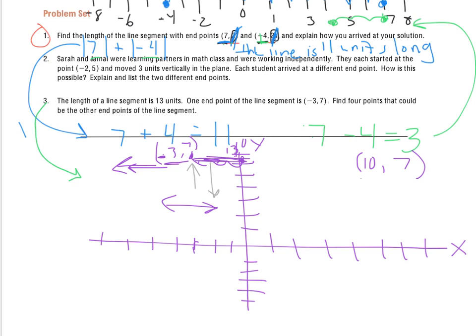So we have 1 in here just by jumping. Thirteen jumps to the right. So that's kind of what you'll do to finish off number 3.